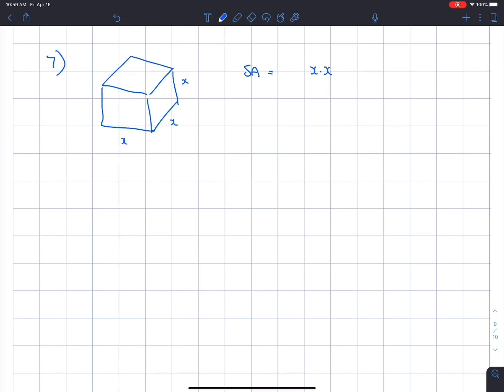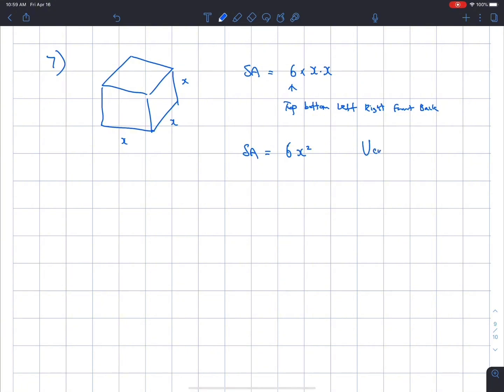And because we have 6 faces in total, we have top, bottom, left, right, front, back. That's why we have 6 faces. And in a cube, the area of each face is the same. So this is why we times it by 6. So we can say that the surface area of a cube is really just 6x squared.